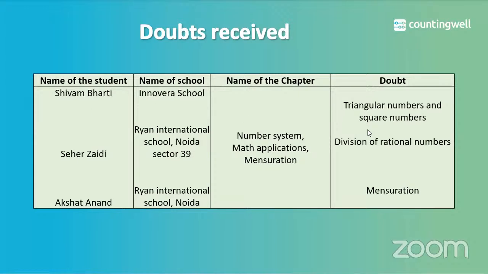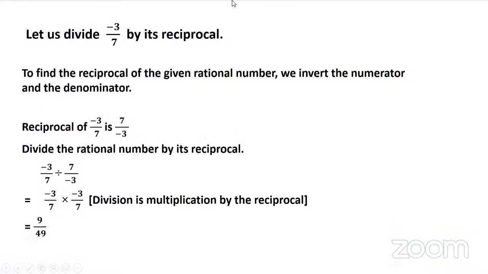So Shivam Bharti, you will get your doubts cleared. First, we'll see the doubt for Seher Zaidi. So let us divide a rational number by its reciprocal. So in this way, you can understand how to divide a rational number by another rational number. So what is reciprocal? It is nothing but the multiplicative inverse of that number. So to find the reciprocal of the given rational number, we invert the numerator and the denominator. So for example, the reciprocal of minus 3 by 7 is 7 by minus 3.